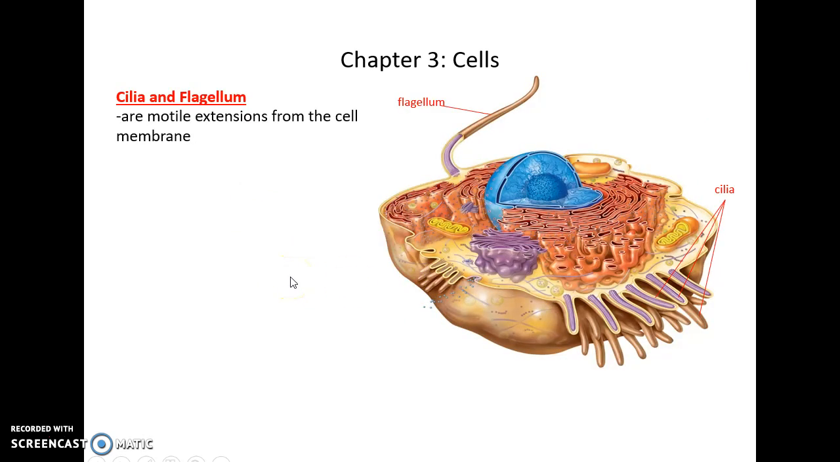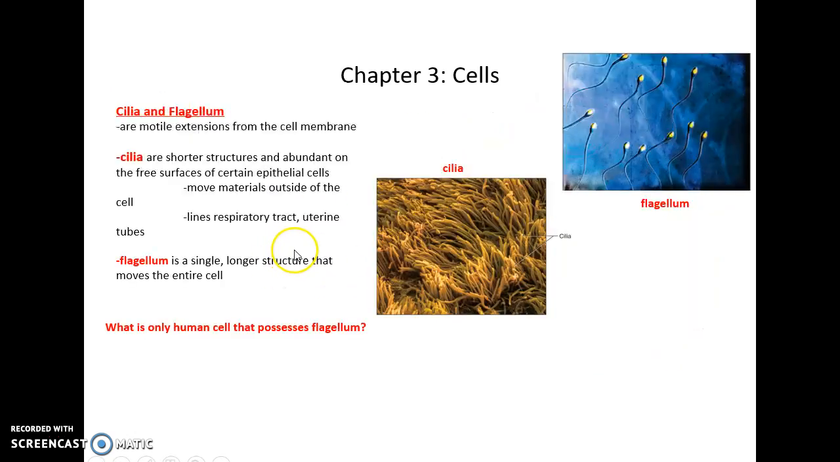On the external portions of the cell, there are a few cells out there that possess either cilia or flagellum. These are motile extensions from the cell membrane. The only cell that has a flagellum is sperm. They are the only ones that have a flagellum, and it is there to move the entire cell.